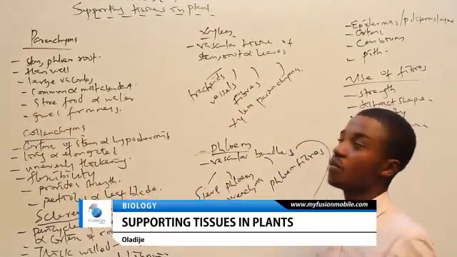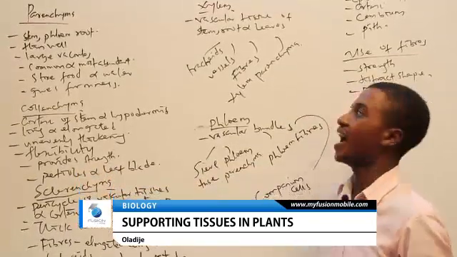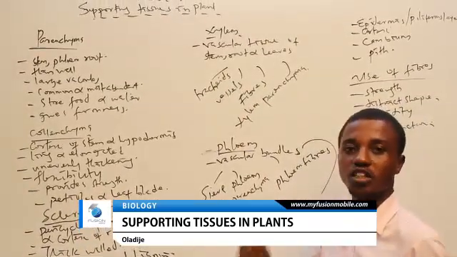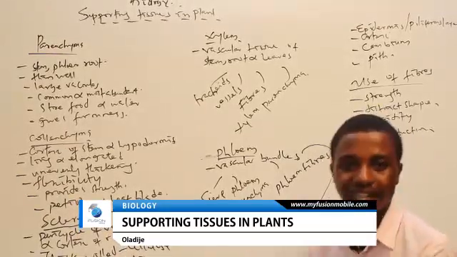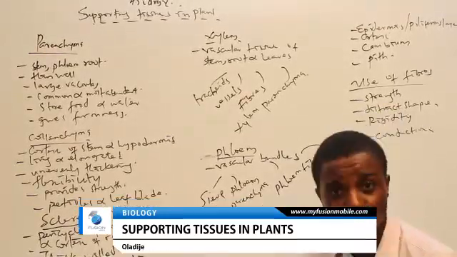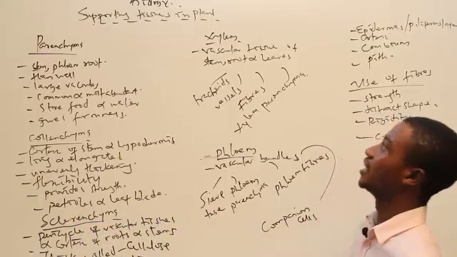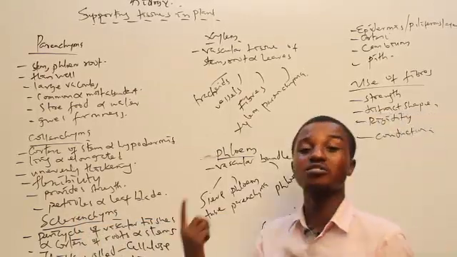So supporting tissues in plants is the topic at hand. We're going to be looking at the supporting tissues that are present in plants. As the name implies, their major function is to support the plant, to strengthen the plant, to give the plant resiliency, and to help conduct food materials in the plant.